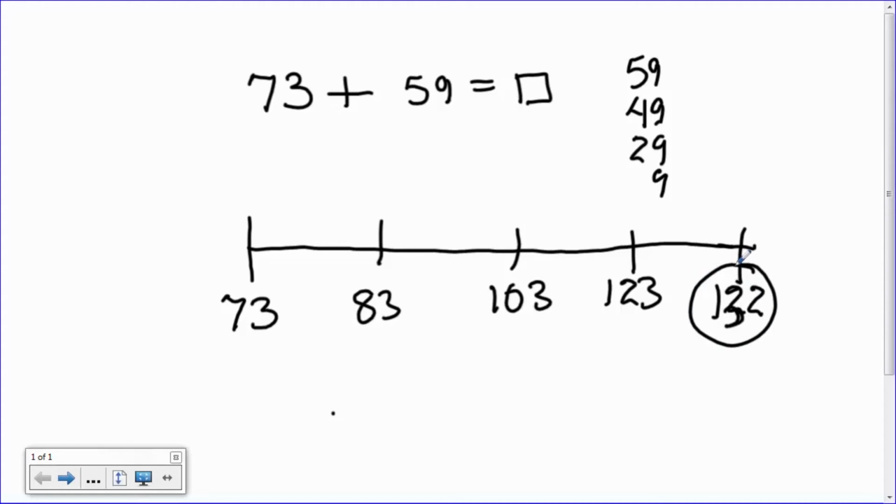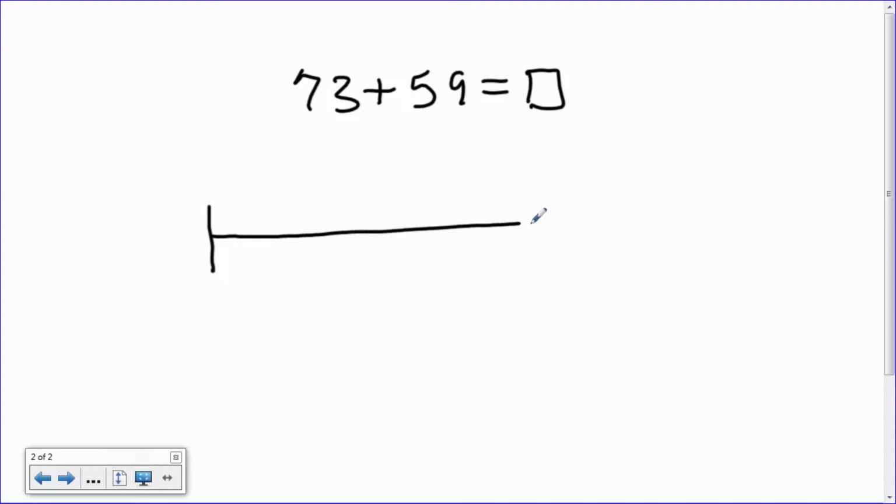Now, that's if the students choose to add by increments of 10. What if you have a student who does the following when they want to add 73 to 59? Again, they're always going to start with the larger of the two numbers because that's what they were coached or trained to do in kindergarten and first grade.